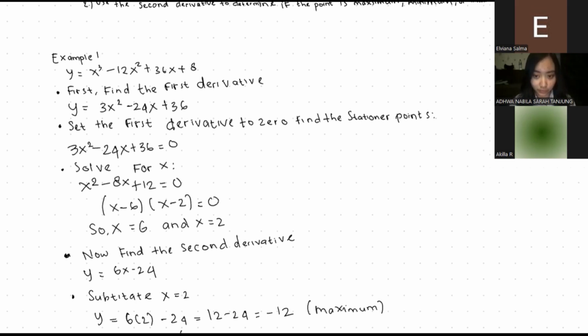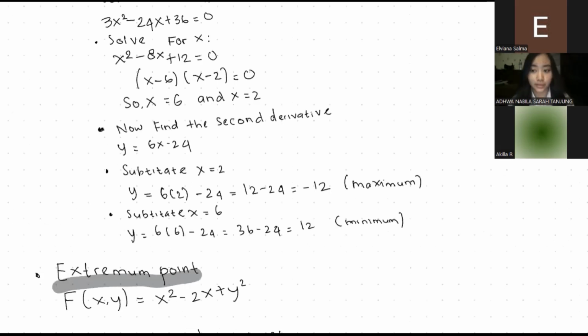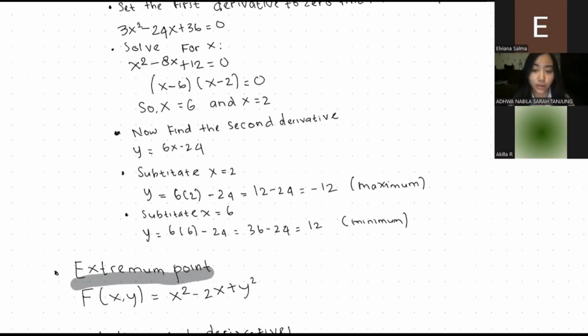Divide both sides by 3. x squared minus 8x plus 12 equals 0. Factor the equation. (x minus 6) times (x minus 2) equals 0. So, x equals 6 or x equals 2.